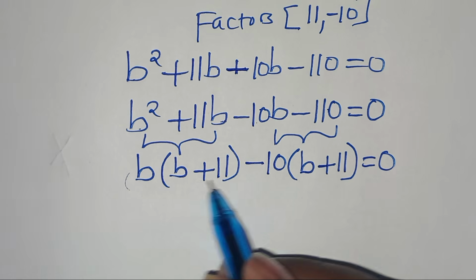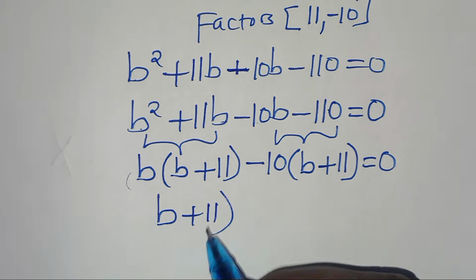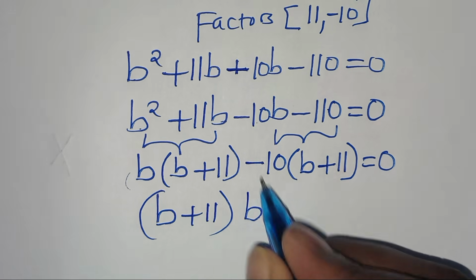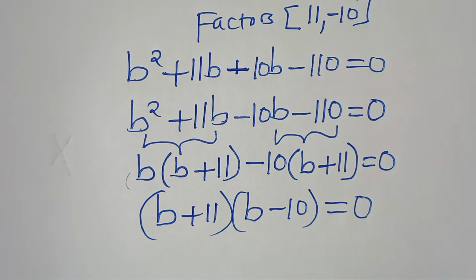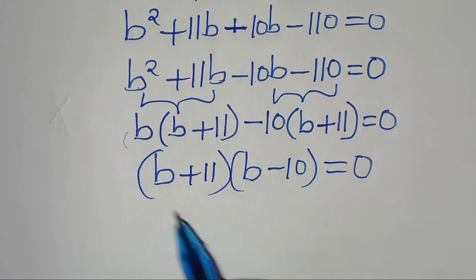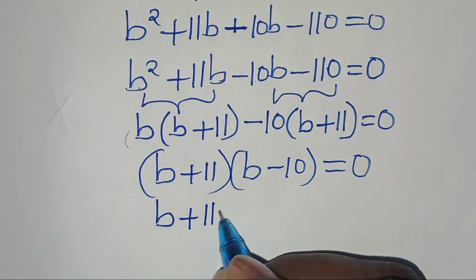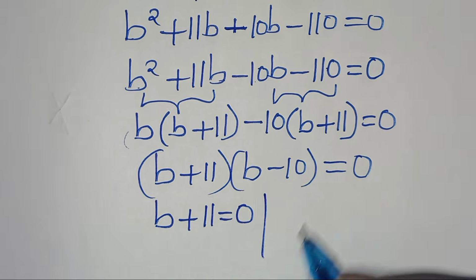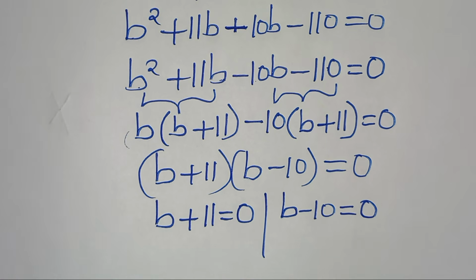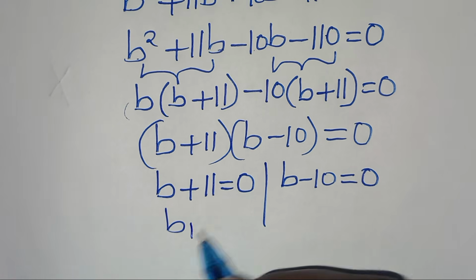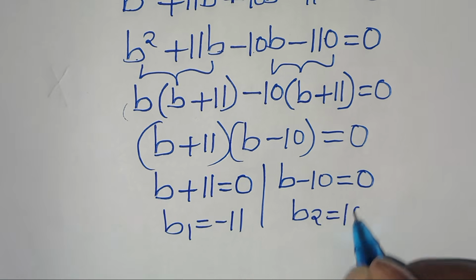We have that B plus 11 is common here, so we have B plus 11, then we have B subtract 10. This is equal to 0. So we have got two parts here. Case 1 is B plus 11 equal to 0, and in case 2, we have B minus 10 equal to 0. We have B1 is equal to negative 11. B2, this is equal to 10.